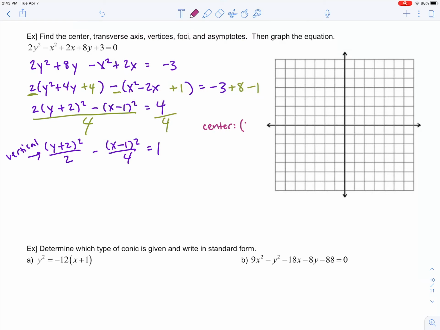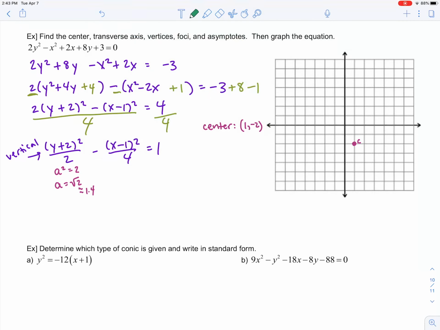Let's write some stuff off to the side over here. So we know the center. The center is the point 1, negative 2. So I'll plot it right here. The distance from the center to the vertices will be a. We have right here that a squared is equal to 2. So a is the square root of 2, which is about 1.4.